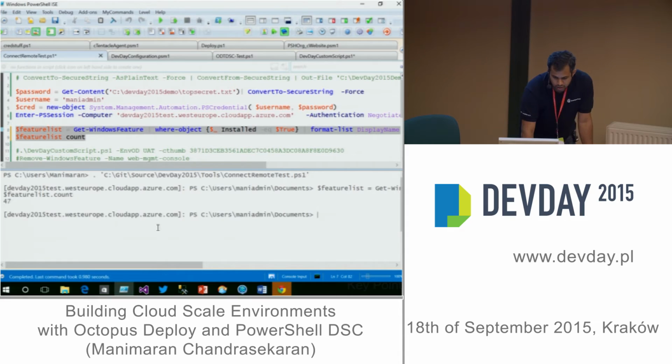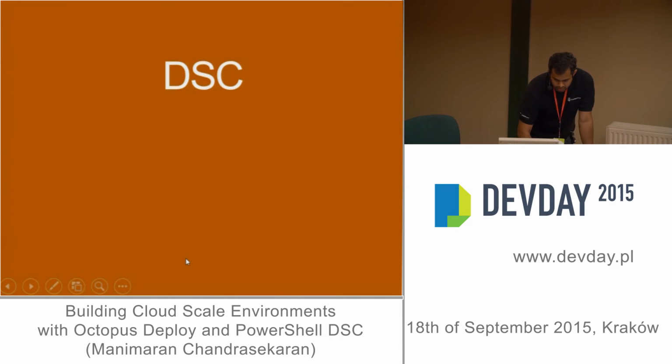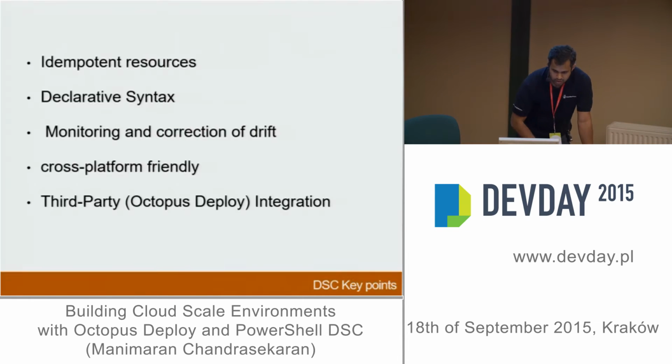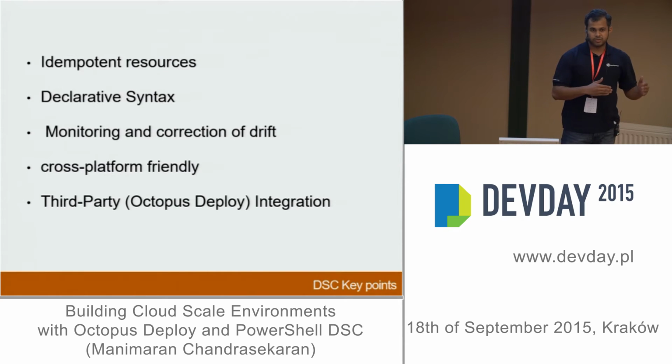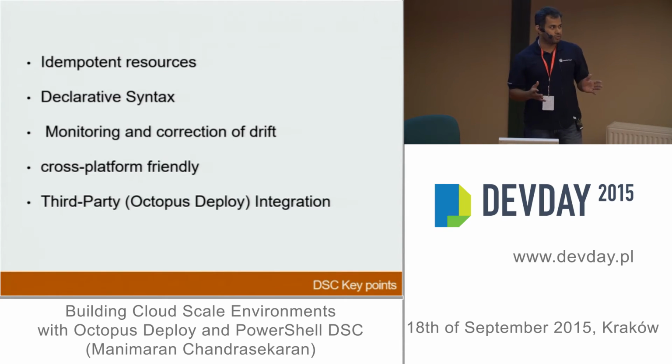So now, the test environment is already applied to the DSC, so it has got 45 features. So if you look, the first piece is provisioning, and the second thing is about configuring your servers.